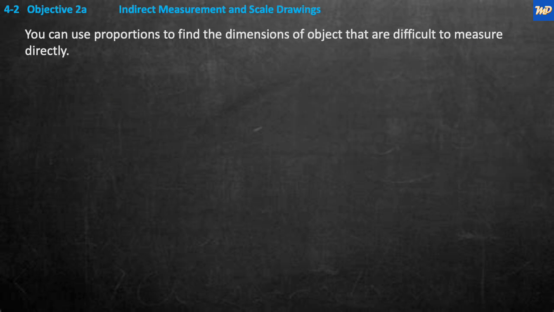Objective 2, indirect measurement and scale drawings. So we're starting to move in that direction now. You can use proportions to find the dimensions of an object that are difficult to measure directly. Like if you wanted to find the height of a building, we're going to show you here that you could use, for instance, your height and your shadow and the shadow length of the building. And those are three dimensions you can get. And from that, like we just did in the previous slide, you can get the height of the building. They're going to show you that with trees here as we move forward.